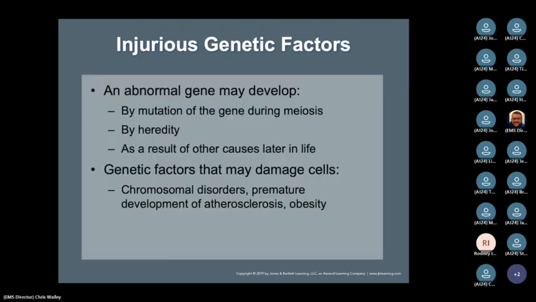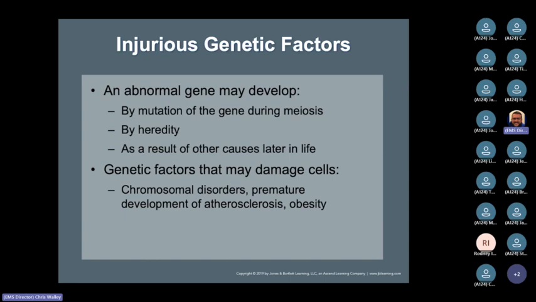All right, injury: genetic factors. The abnormal gene may develop by mutation of the gene during meiosis. You may get it from hereditary reasons. As a result of some other causes later in life, you may develop something. You may get it from another particular type of sickness that you have.